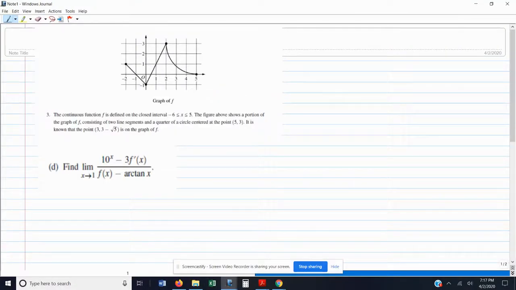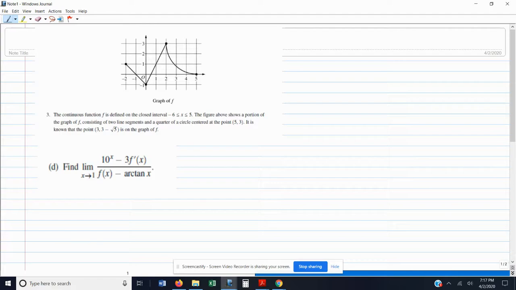All right, this is the final part of number 3 from the 2019 FRQ exam. This is the no calculator section. So we're going back to that graph of f, a continuous function from -6 to 5. You're shown a part of the graph. We have line segments, a quarter circle centered at the point (5, 3), and then they give you the point (3, 3 minus root 5) being on the graph of f.